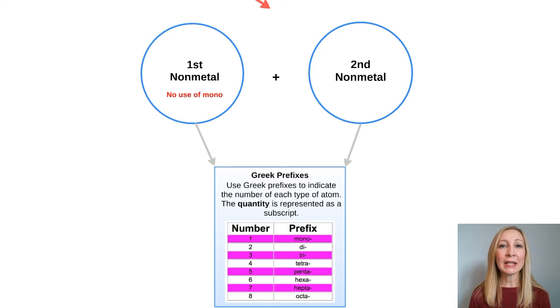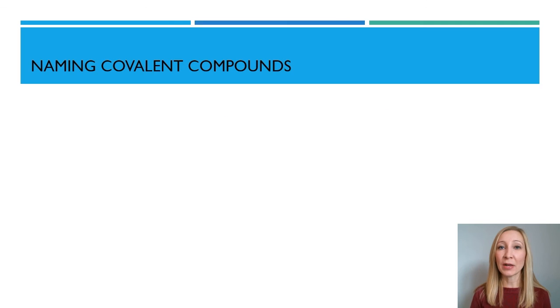So we have to end it in IDE, and remember the nonmetal that's first, if there's only one atom of it, we don't use mono. The rest of them we use Greek prefixes to indicate the number of atoms of a specific element in that formula. Okay, so let's try some practice problems.